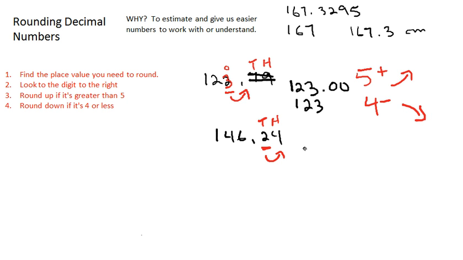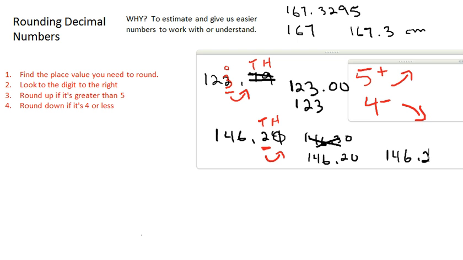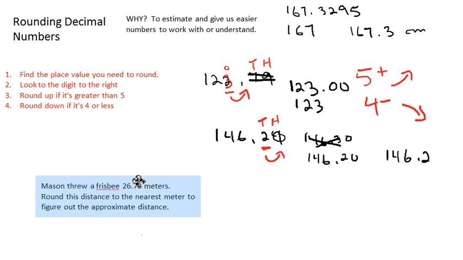So in this case, if I round down, instead of 24 going up to 146.30, it actually goes down to 146.20. So I'm rounding it down to 146.20. So the answer would be 146.2 or 0.20. So we can get into a bit of a word problem here.